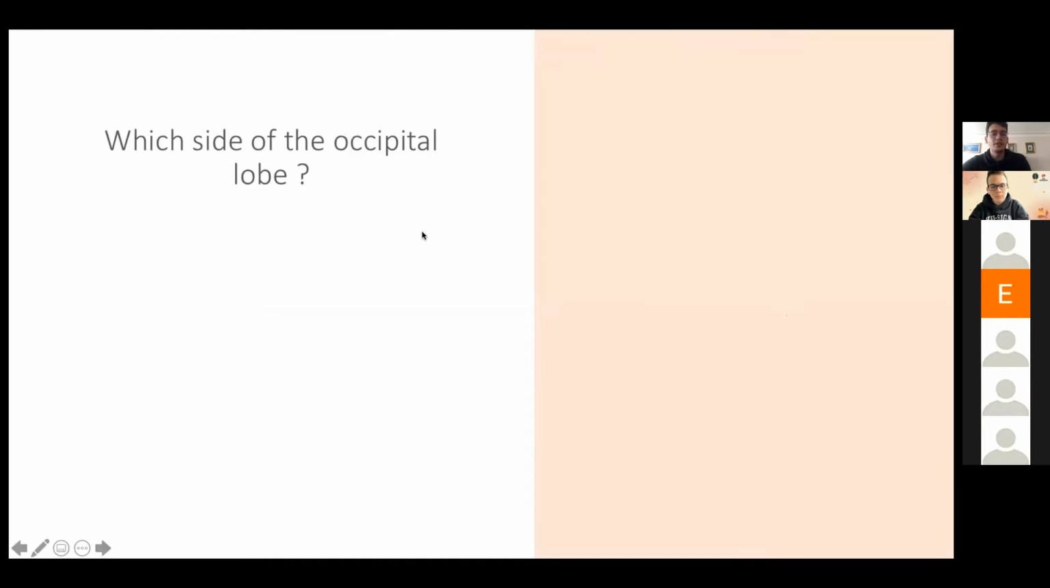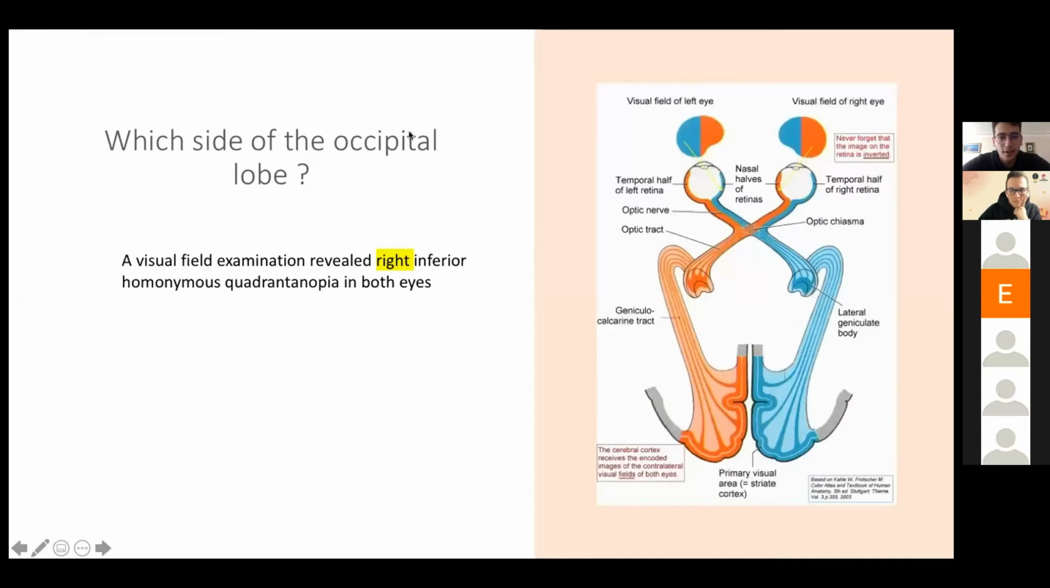Then, second question: which side of the occipital lobe is affected? Left part? Yes, great. Why? Because our eyes see the opposite. For example, if it's our right eye, it's the left part. If it's the left eye, it's the right part. Great. Yes, as you said, there is an optic chiasm where visual field information decussates and goes to the other side of the brain. What you see on the right side of the vision goes through to the left side of the brain. It's amazing. Good job.